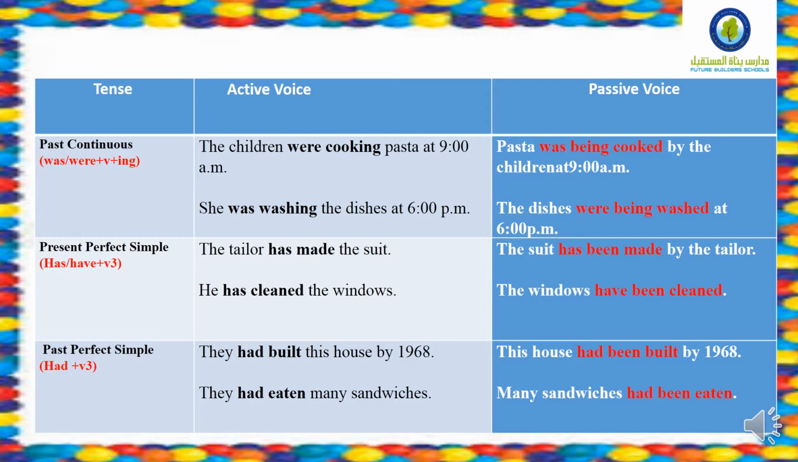So, this is for past continuous. Present continuous or past continuous, they take being. For the continuous, we bring being, then verb 3. Let's move on to the perfect.